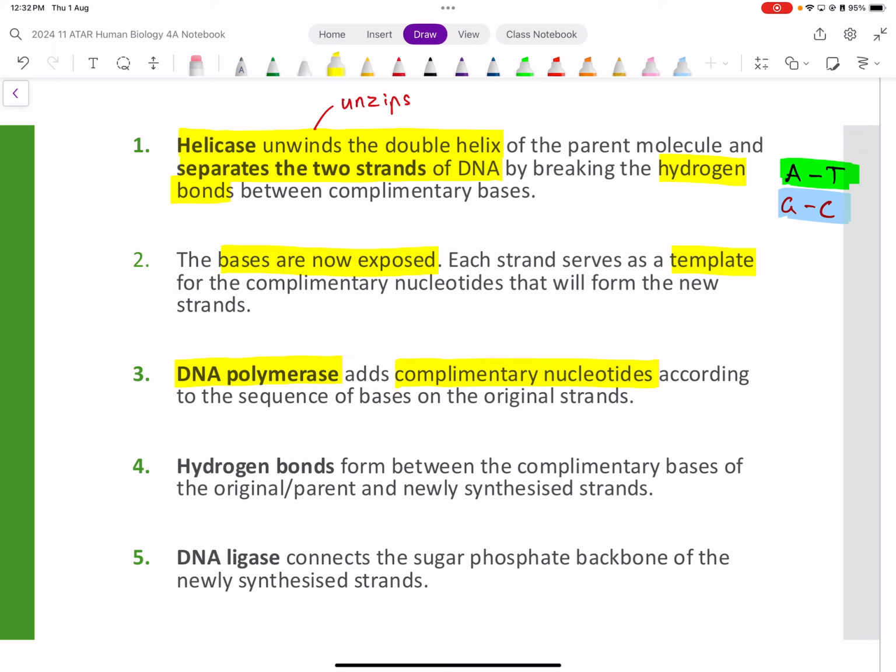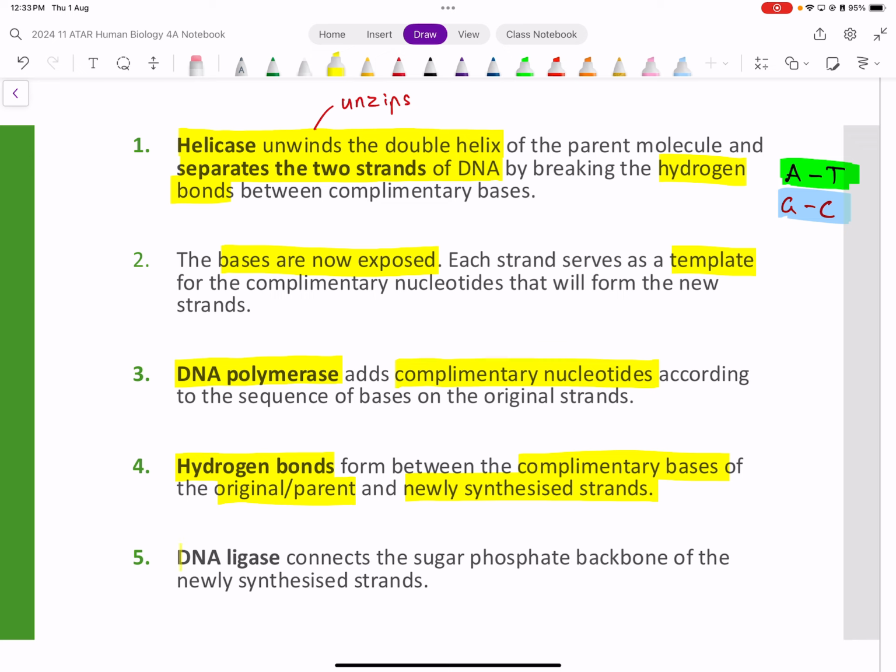Our 4th step here, to help us to re-zip our molecule, hydrogen bonds begin to reform, or form for the first time I should say, between our complementary bases, and that is on our original and parent and our new strands of DNA. So we end up with 2 strands or 2 different pieces of DNA now, one from the original or from the parent, and one which is a brand new molecule.